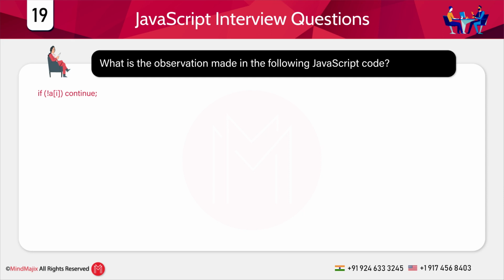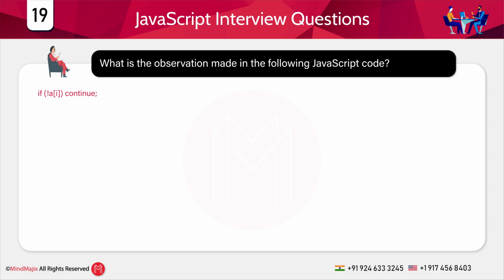So the options are skips the defined elements. If the element is not present at the ith location, then continue will execute. The meaning of the condition is like this: the element is not present at the ith location, then the condition becomes true and the continue will execute.